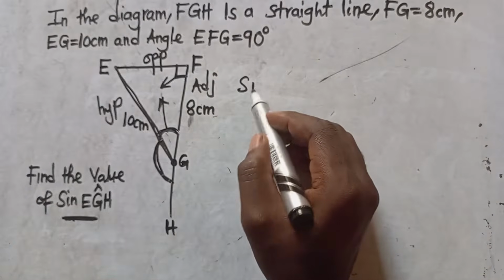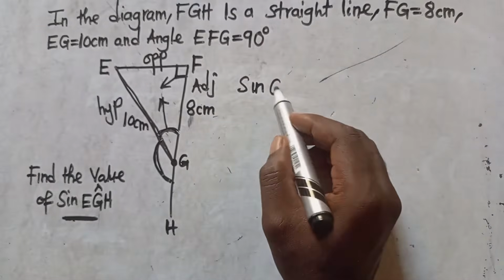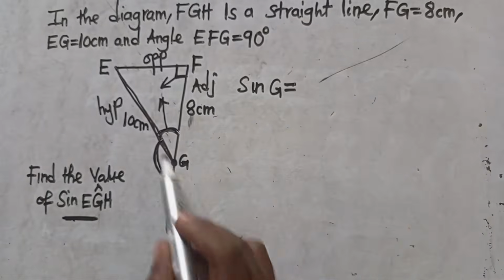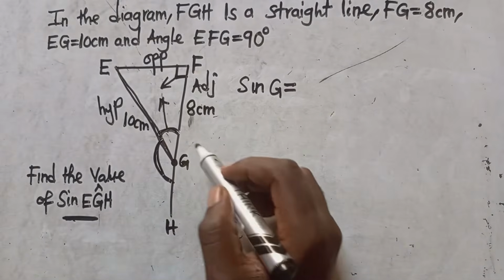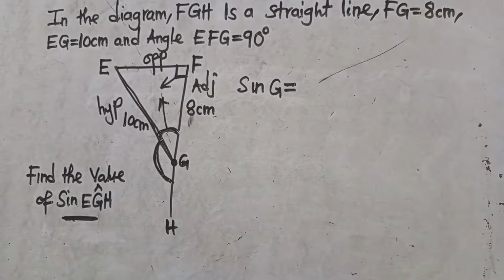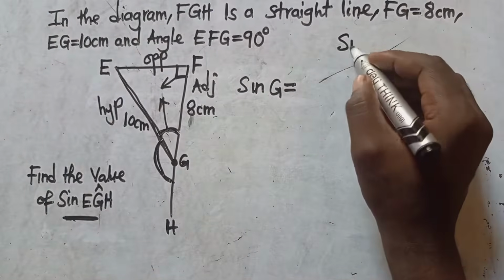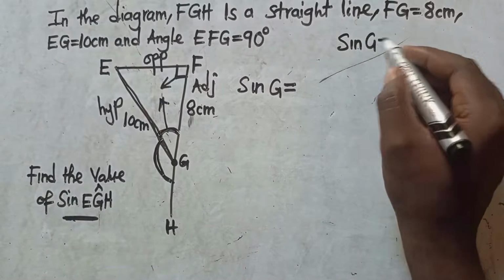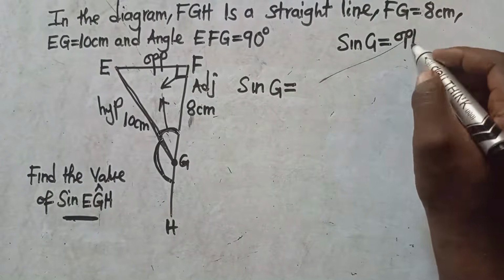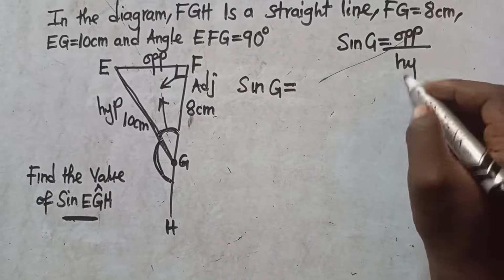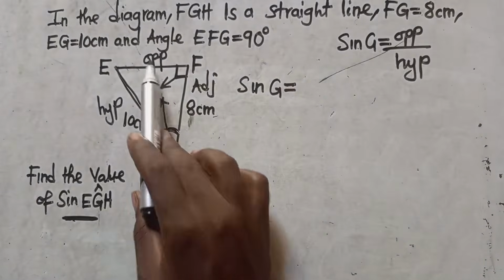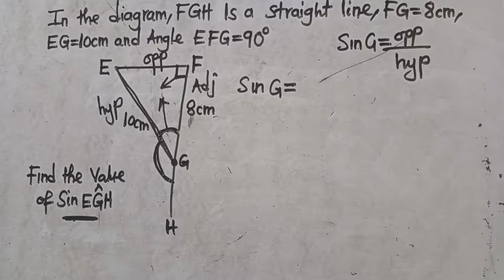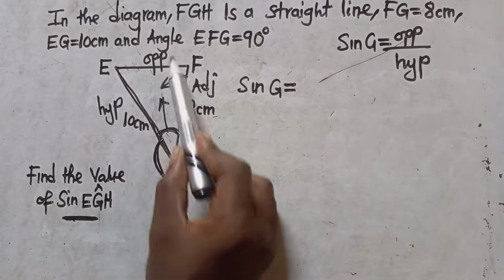So we find sine G. Sine G is equal to this. It is inside. Have you seen G? You know SOHCAHTOA. So sine G should be equal to opposite over hypotenuse. I guess you know that. So that is G, opposite. Do we have the opposite? Opposite is not given. So first of all, we find the opposite.